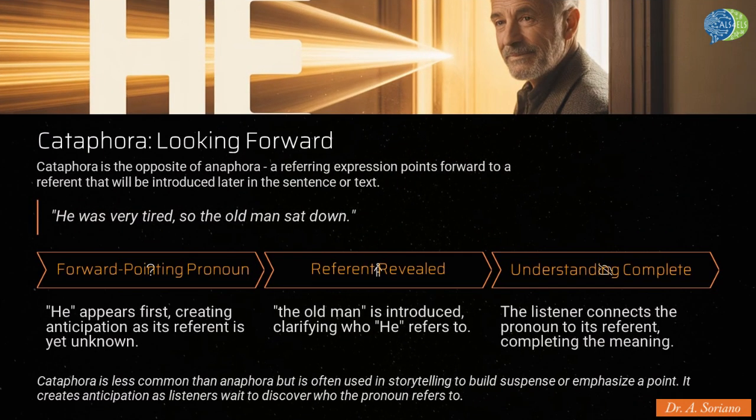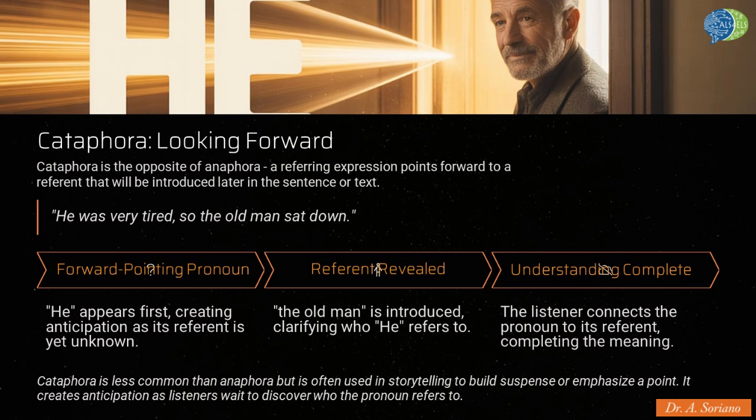Cataphora is the opposite of anaphora, it's looking forward. This is where a referring expression, like a pronoun, appears first and points forward to a referent that will be introduced later in the sentence or text. Example: he was very tired, so the old man sat down.